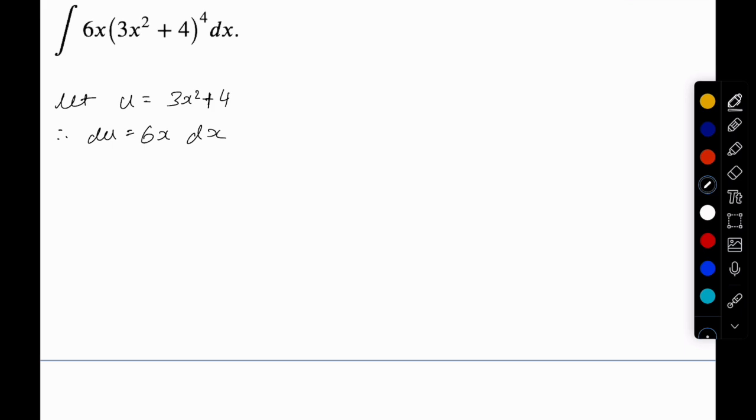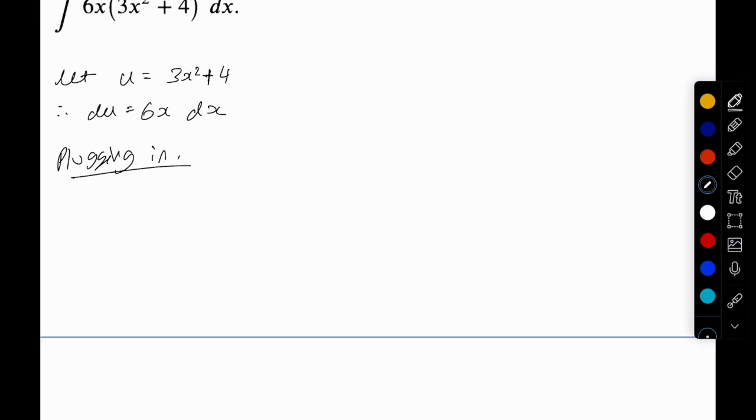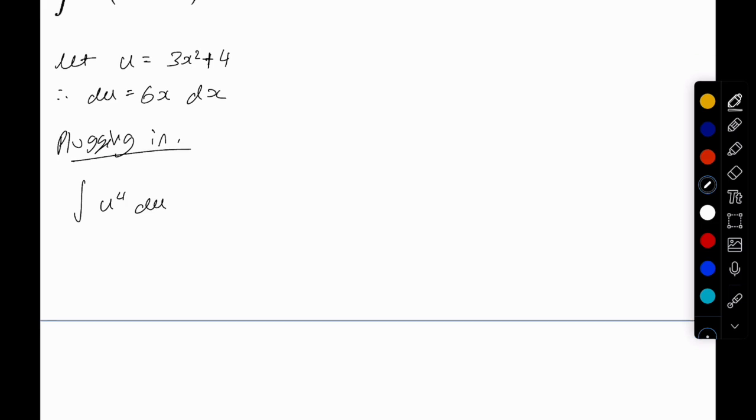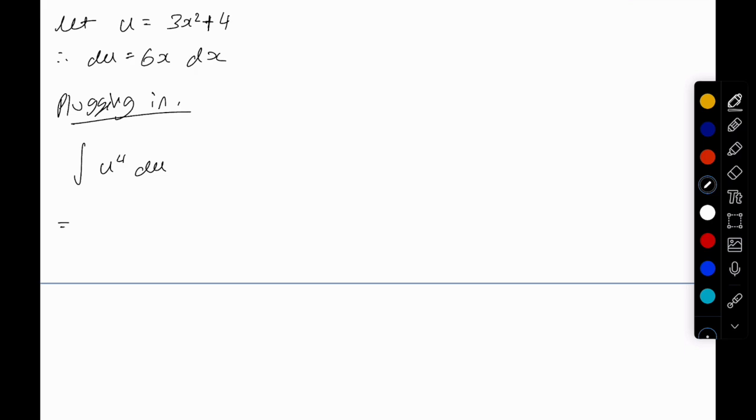And if we plug this in, right, what do we get? We get u to the power 4 du. And we can integrate this now, and we can say u to the power 5 over 5 plus c. Make that 5 a little bit stronger.